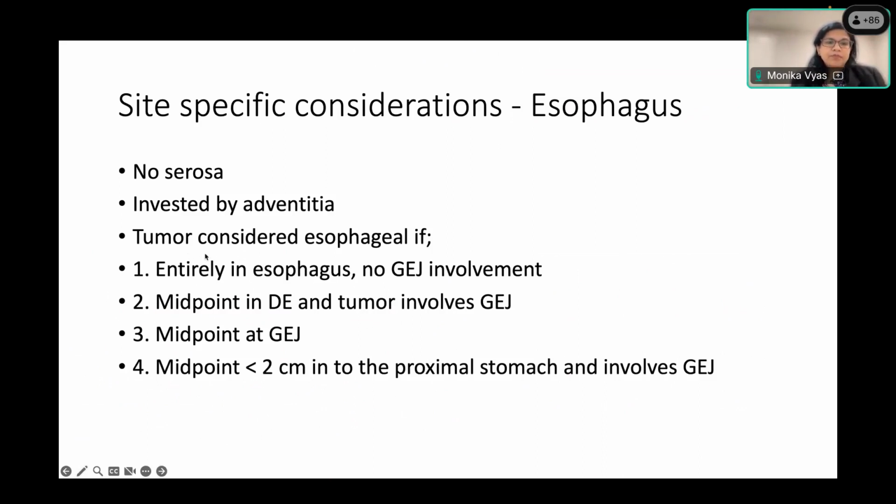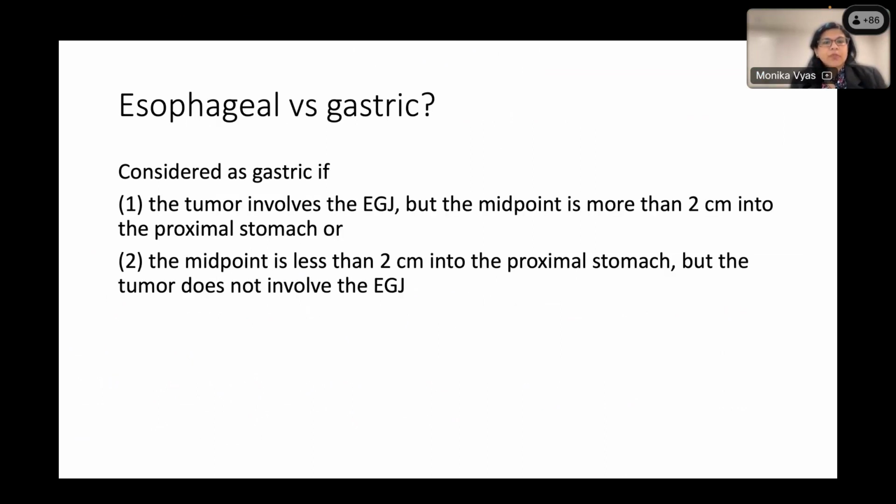A tumor is considered esophageal if it's entirely present in the esophagus with no gastroesophageal junction involvement, or if the midpoint of the tumor is in the distal esophagus and the tumor involves the GEJ, or if the midpoint of the tumor is at the gastroesophageal junction, or if the midpoint is within 2 centimeters in the proximal stomach and involves the gastroesophageal junction. So this is an important consideration.